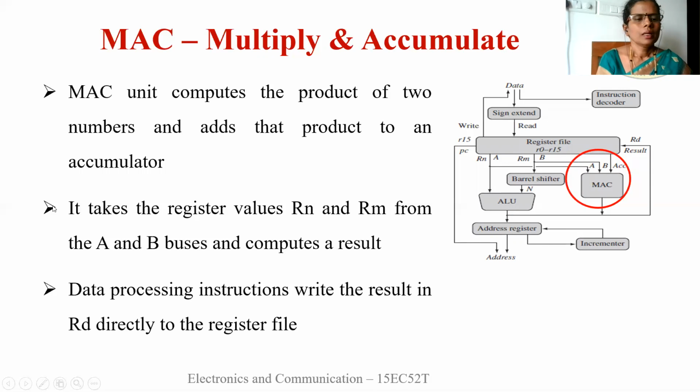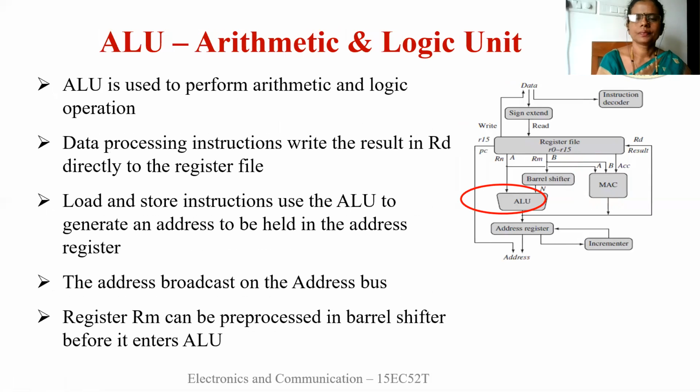Next, it takes the register values Rn and Rm from the A and B buses and computes the result. Data processing instructions write the result Rd directly into the register file. So MAC stands for multiply and accumulate.